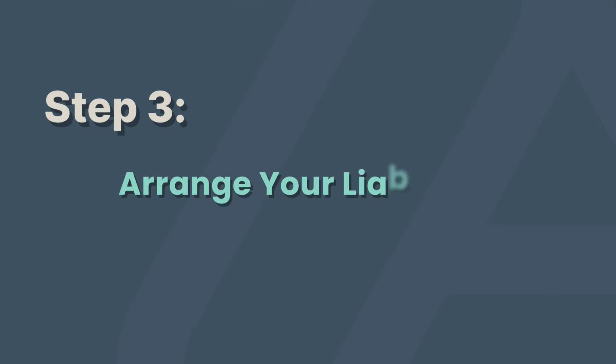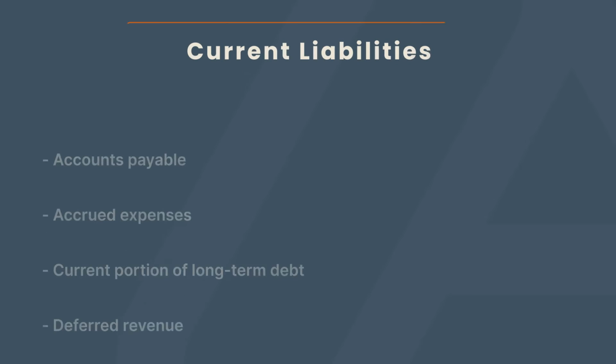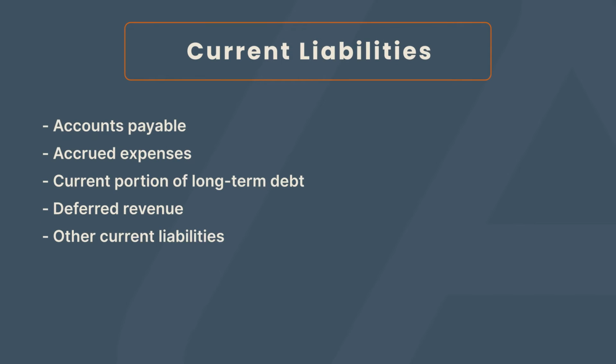The third step in creating a balance sheet is to arrange your liabilities. You'll do this line by line, starting with your current liabilities and then your non-current liabilities. Current liabilities include accounts payable, accrued expenses, the current portion of long-term debt, deferred revenue, and other current liabilities.